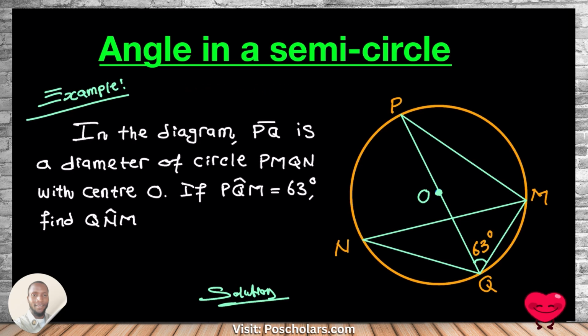So the title of this video is Angle in a Semicircle, right? This is one theorem guiding circle geometry. We just have one example we are going to solve together, right?